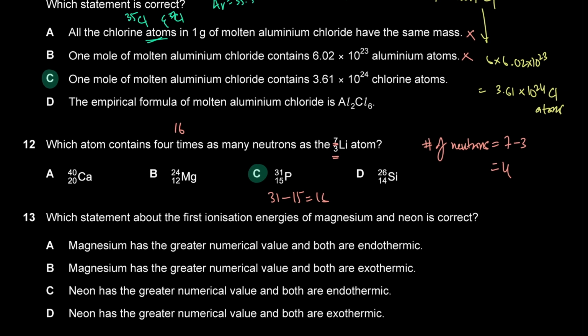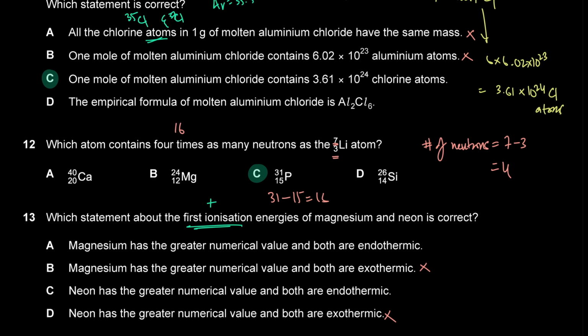Which statement about the first ionization energies of magnesium and neon is correct? Now, first of all, when we talk about ionization energies, okay, they're always endothermic. Ionization energies are always endothermic. That eliminates options B and D, right? Because both will be endothermic.